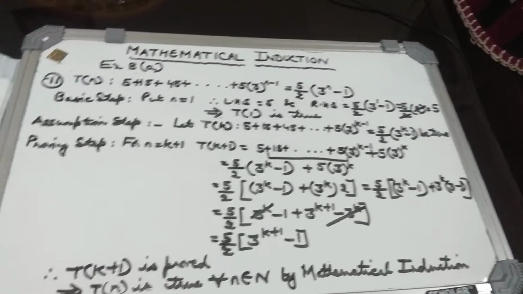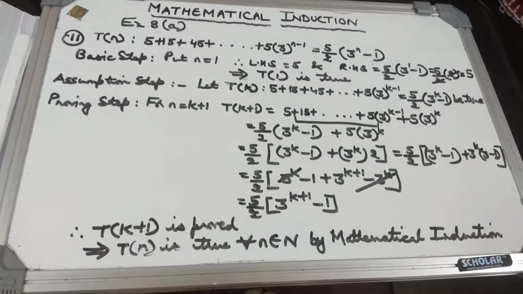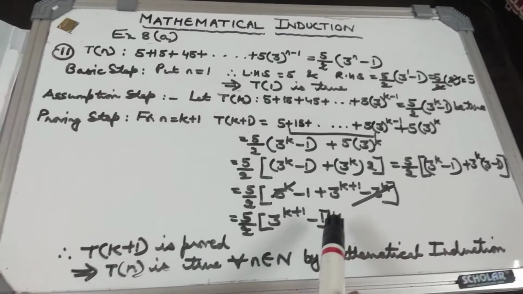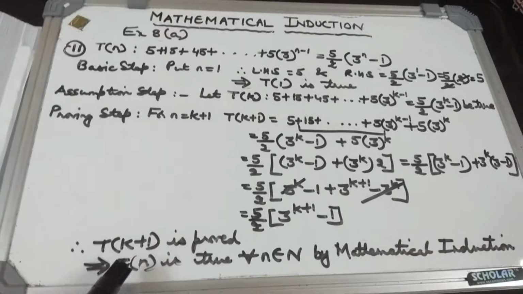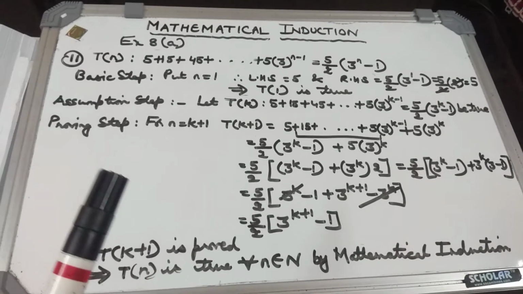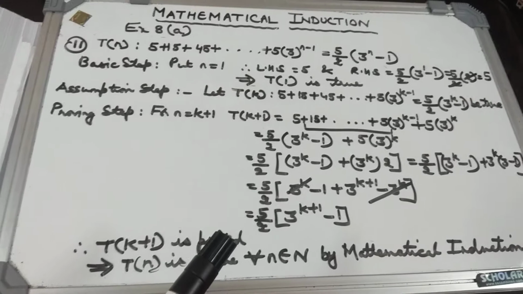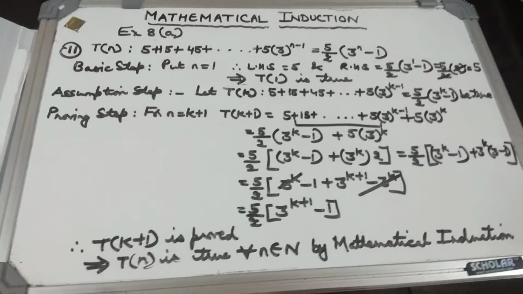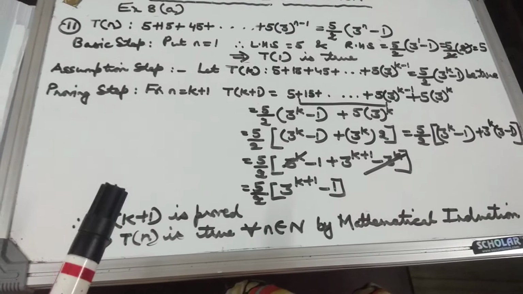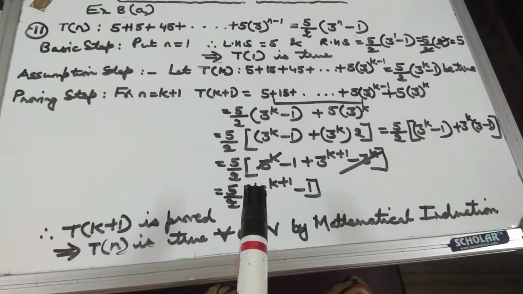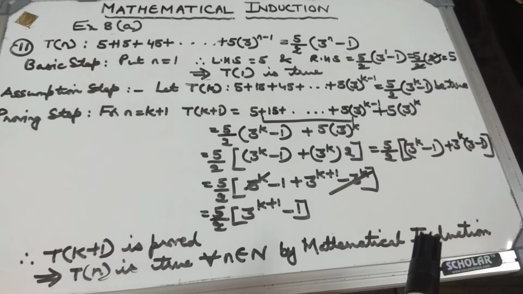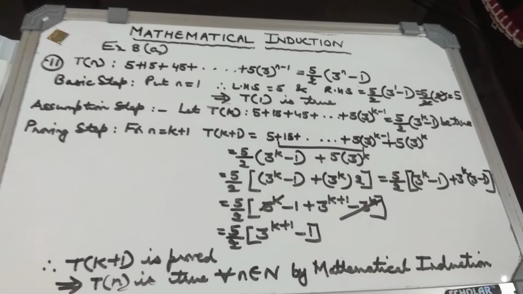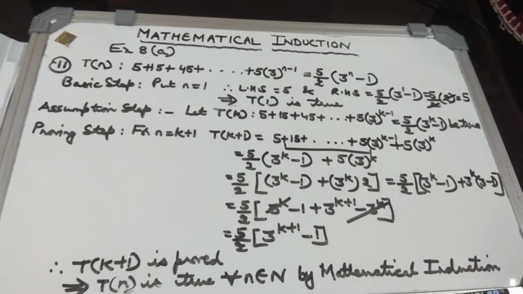Hence this is your right hand side, 5 by 2 within bracket 3 to the power k plus 1 minus 1. Therefore T of k plus 1 is proved, because left hand side is coming equal to right hand side, which is the required right hand side from the expression. This implies Tn is true for all n in N by the principle of mathematical induction. So this is the complete proof for question number 11.